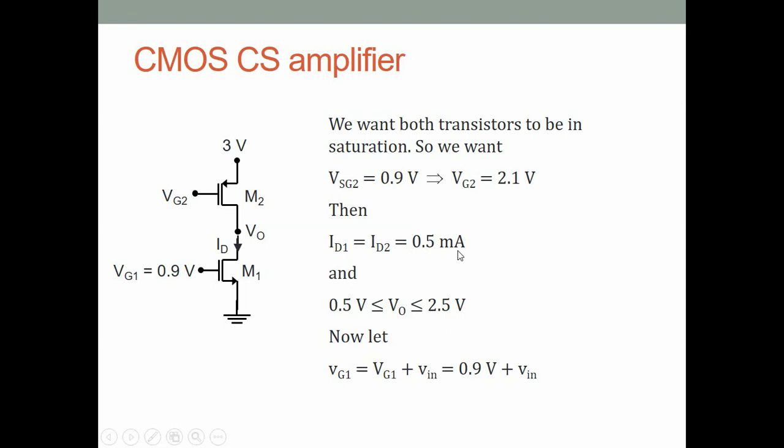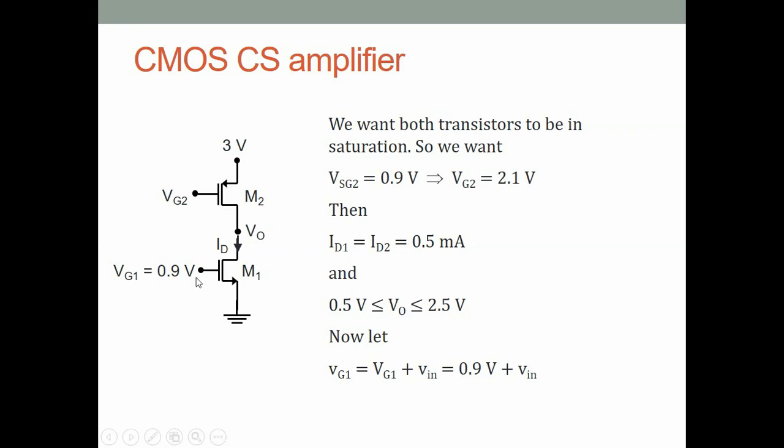I'm repeating this because we've discussed this circuit before. We also found that when both these transistors are in saturation, the drain voltage cannot be determined exactly. It is a high impedance node. So to be safe, we'll just say that VO can be in the range of 0.5 to 2.5 volts. But we don't know the exact DC value of VO because both transistors are in saturation. Alright, so this is our DC design.